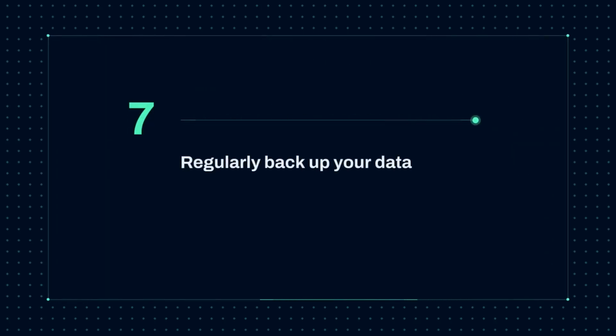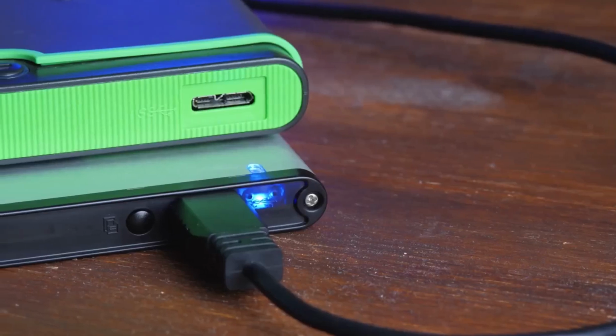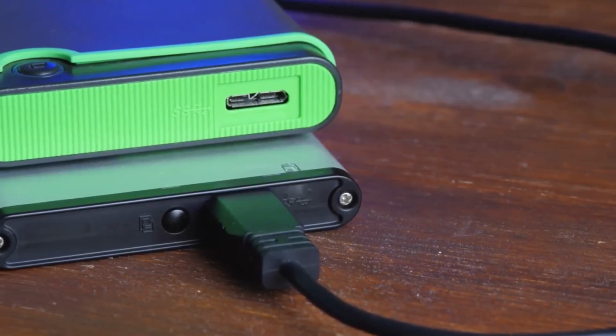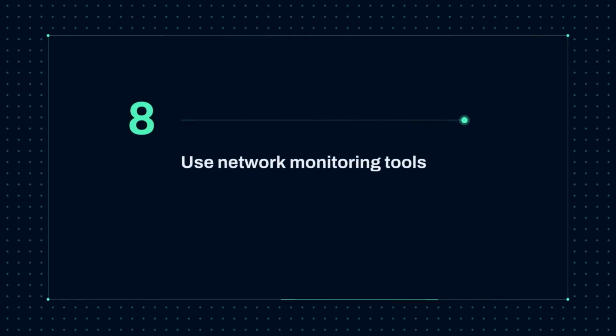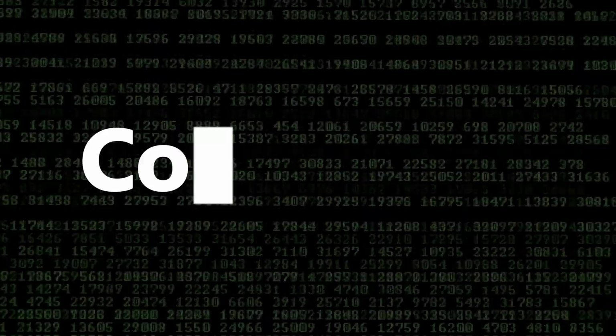Regularly back up your important data to an offline source. This ensures you can recover your files if your system is compromised. Consider using network monitoring tools that can detect unusual outbound connections, which might indicate a compromised system trying to communicate with an attacker.